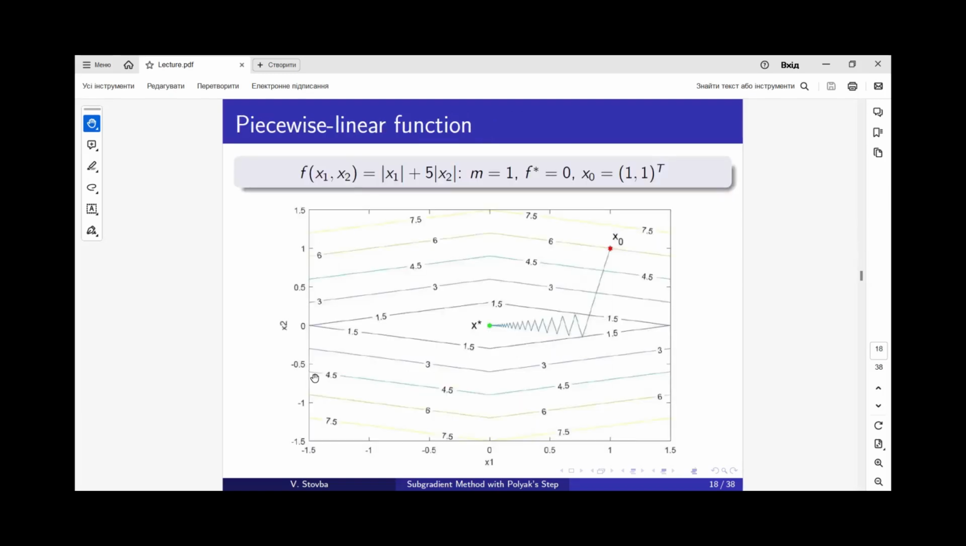So let's look at some computational experiments with this method. The first is the piecewise linear function, which is the sum of two absolute values. And this function is stretched in one direction, along the x-axis. For it, we can use this method. If we set m equals 1 and start with the point (1, 1), which is here, we obtain this zigzag trajectory of the method, which is shown in this picture.